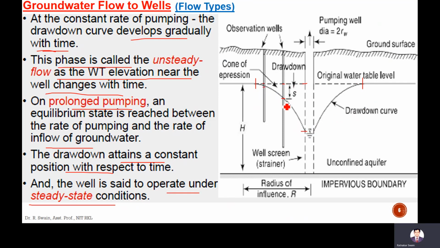Okay, and the piezometric head means that at this point the piezometric head is H. That will not decrease further. That will remain constant at steady state.